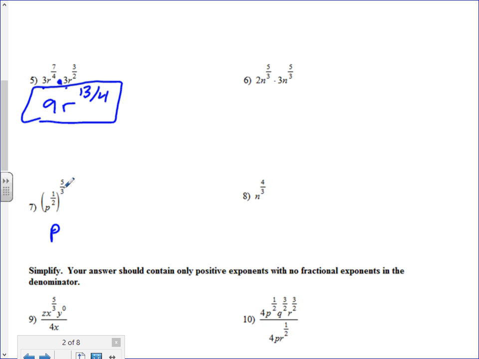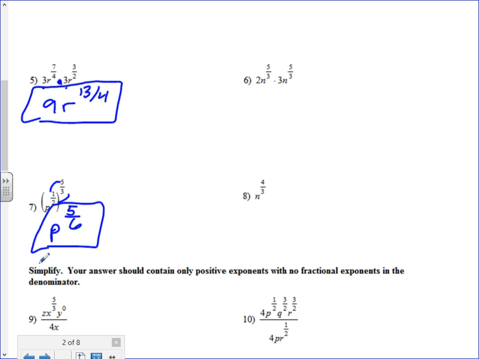1/2 times 5 over 3. And hold on, before you go for your calculator, it's easier to do this in your head. Okay, watch. Multiply the numerators. 1 times 5 is 5. Multiply the denominators. 2 times 3 is 6. So it's really easy to multiply fractions. Yep, you multiply the numerators together and you multiply the denominators together.